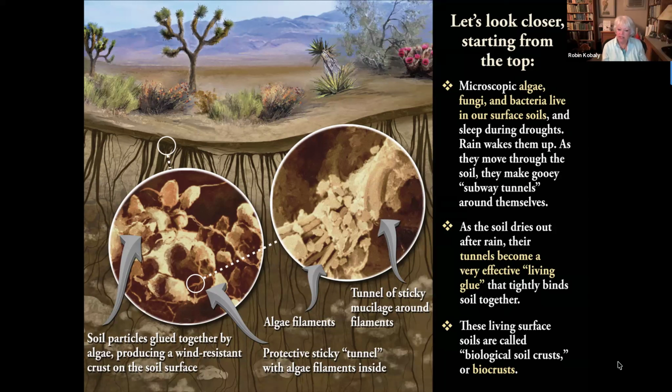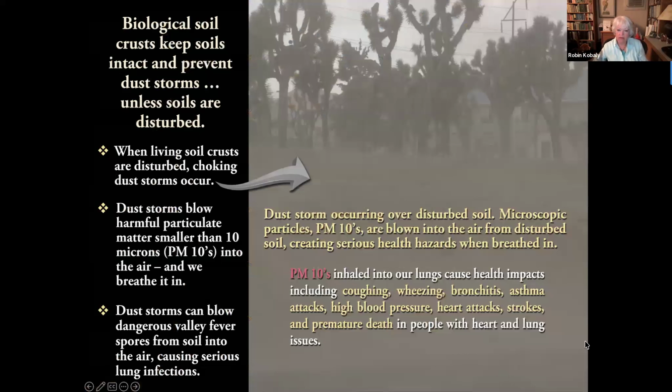So this very microscopic glue is really holding so much of our desert soils together. When you do disturb the biocrust, the surface of the soil in the desert, you can pretty much count on you're going to get dust storms, and really bad dust storms.